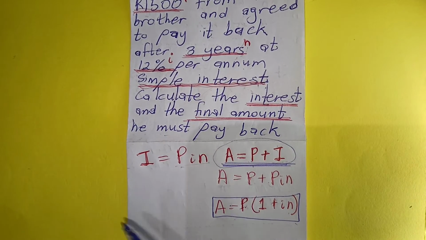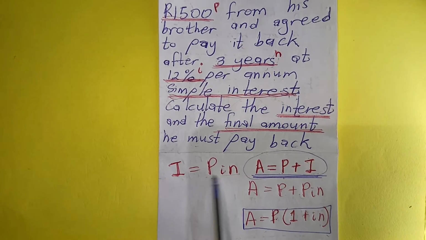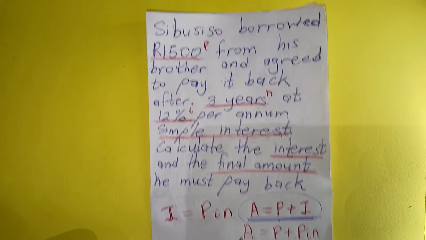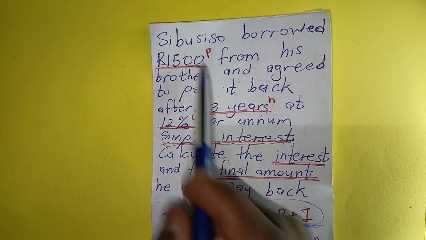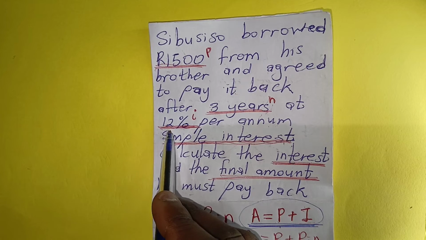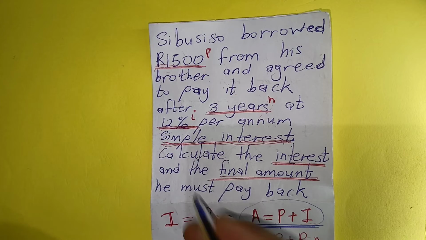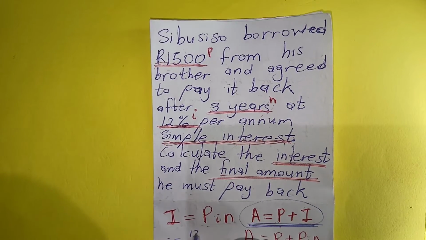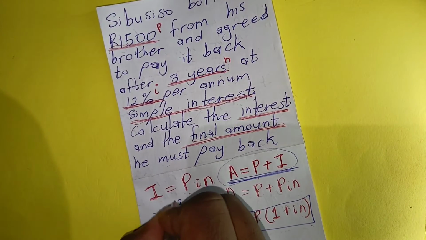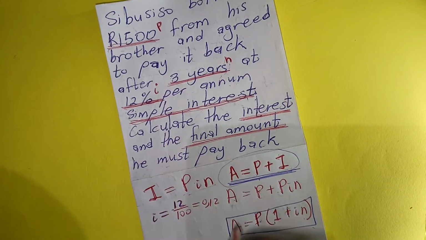So now let's answer the question. The question says calculate the interest. So we know this is the equation for interest. So meaning that when I substitute there, since now I know my P is that one, and my N is this one, and this one, you see. And make sure that when you substitute R, you convert that thing. So when you convert it, it will be 12 divided by 100, which is 0.12.